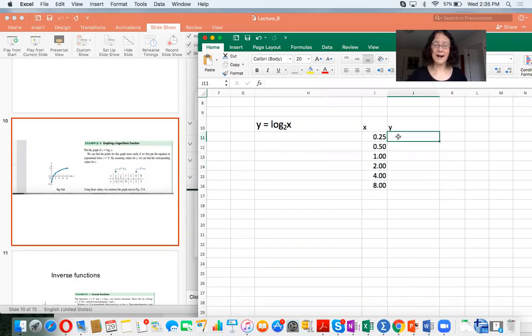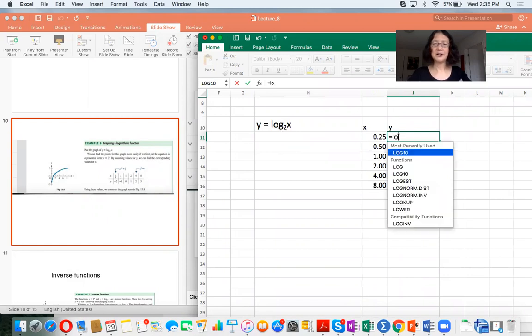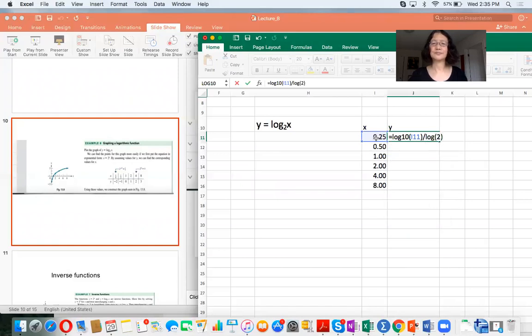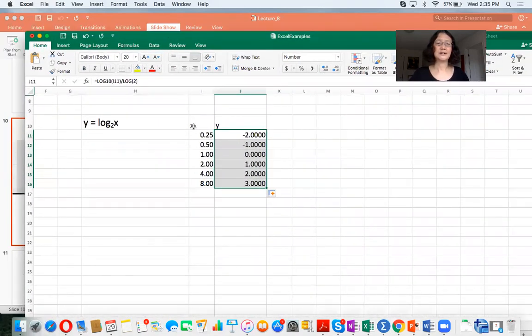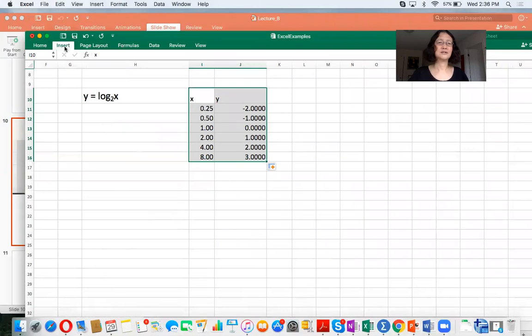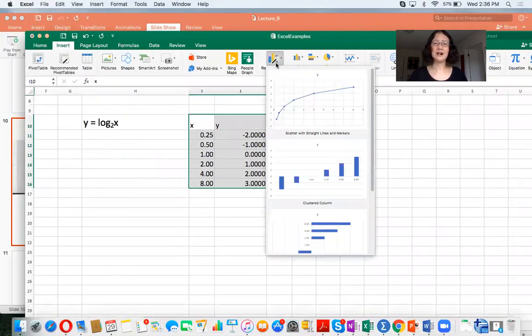And calculate for y. So use change base formula. y equal to log 10, because Excel has log 10, log 10 of x divided by log 2. Okay. And then copy down the formula. And after that, select X and Y, go to Insert, recommended chart.